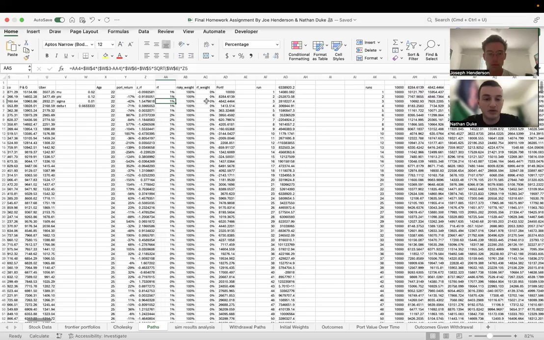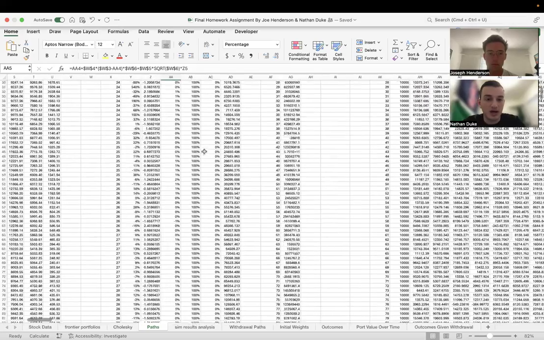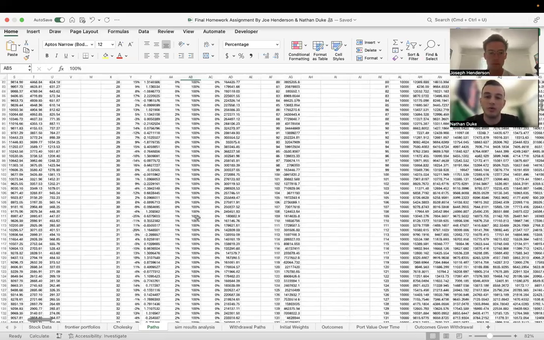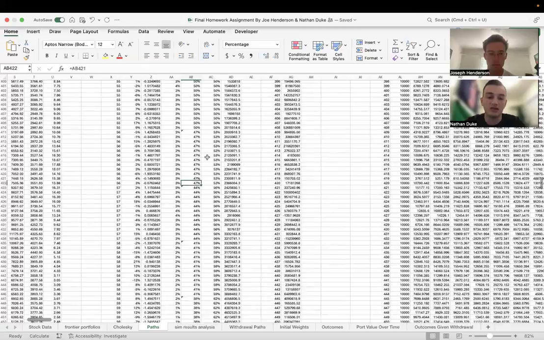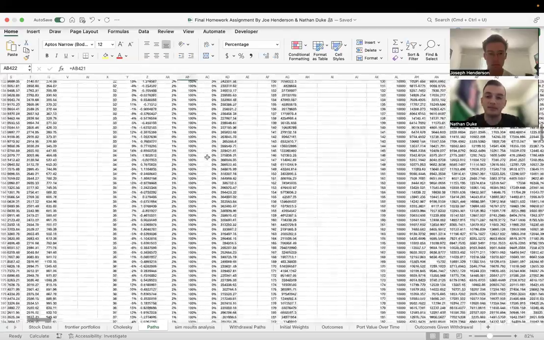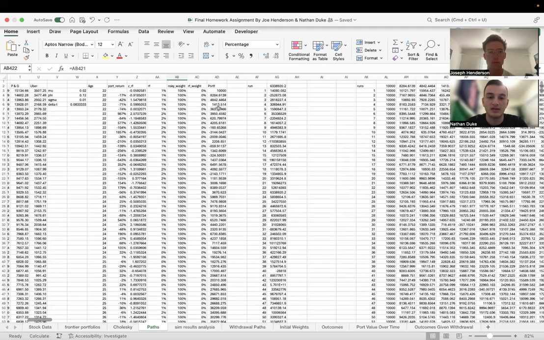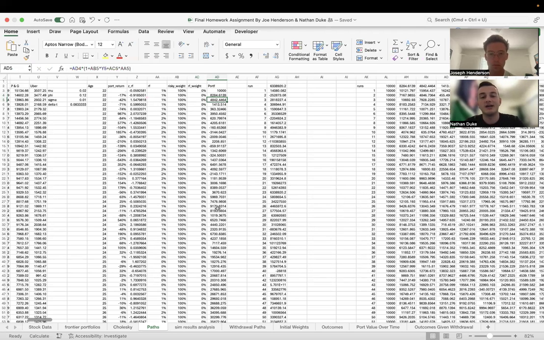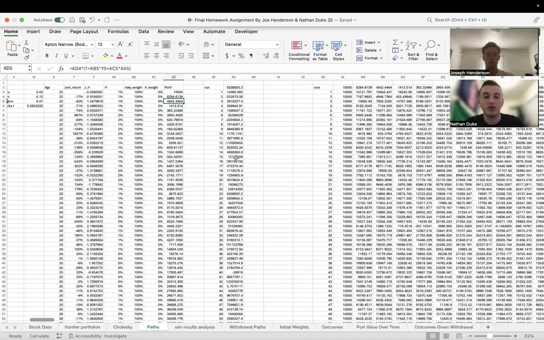Then the risk-free and risky weight, the next two tabs, those are just, according to the instructions, us having to slowly move our portfolio more into the risky or the risk-free section. And to the right, you can see our returns there, increasing for the most part. And those are the total portfolio returns.